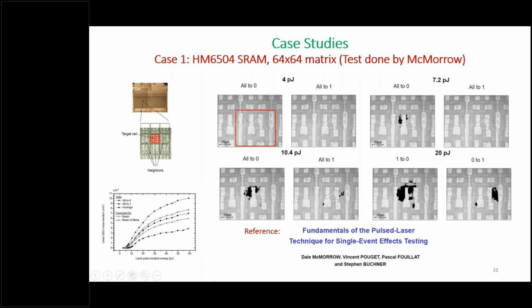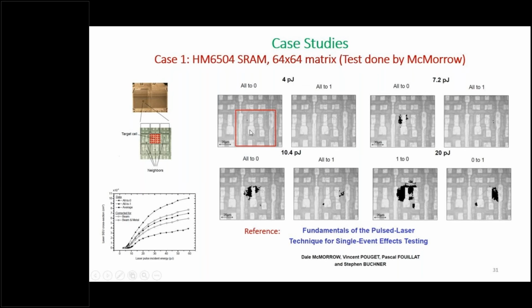So this is a paper by McMorrow, Pouget, and Buckner, who are all pioneers in the field, and they used this HM6504 SRAM 64 by 64 matrix. And what you see in the red square is one cell of this 64 by 64, which you can see over here. So these are all metals on top of the circuit, and they started moving the beam, which was an 800 nanometer laser, across and see where it actually causes an upset.